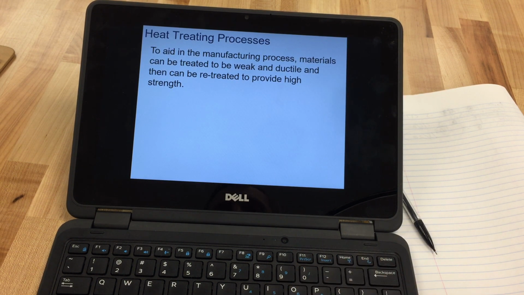To aid in the manufacturing process, materials can be treated to be weak and ductile, and they can be retreated to provide high strength. So that's why we use heat treating.